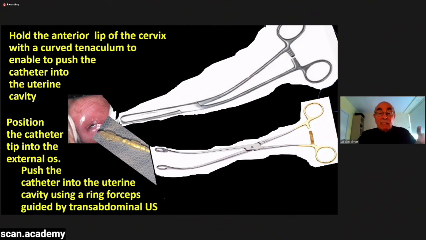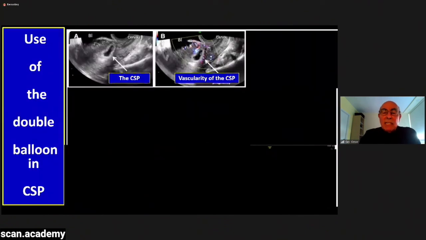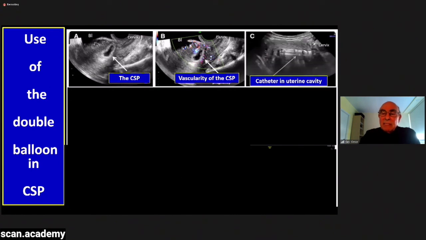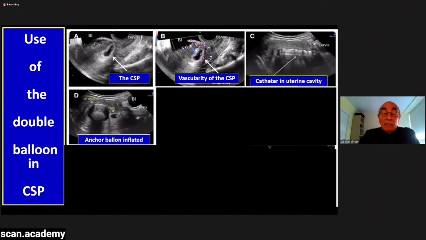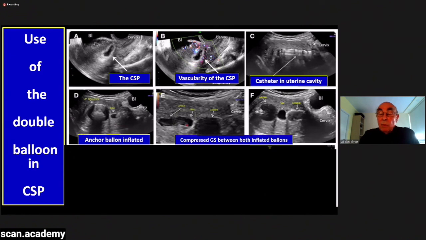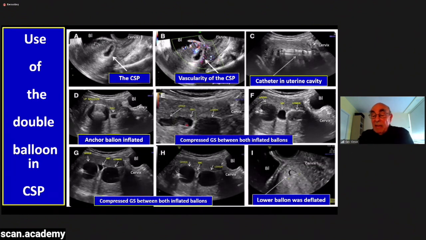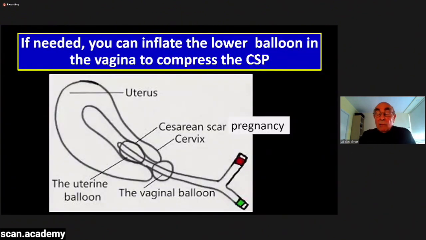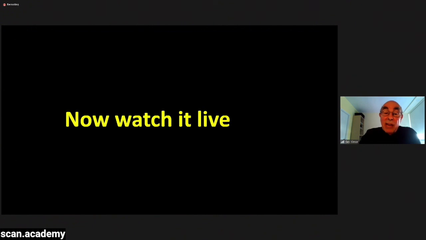Here is where I use transabdominal ultrasound. So this is what's happening. You see the scar pregnancy, the vascularity, the catheter in the cavity, the anchor balloon, compressed gestational sac between the both inflated balloons, and then deflate the lower balloon. I talk about this later. And if you at times want to use it in a lower scar pregnancy or even a cervical pregnancy, I inflate one of the balloons opposite the scar pregnancy and the second one in the vagina.